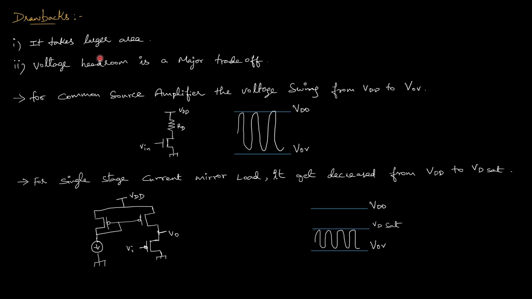The second and more important drawback is the voltage headroom. Let's understand this using an amplifier. So for a common source amplifier, ideally we want the output to swing from nearly VDD down to the transistor's overdrive region. With a simple current mirror load, the minimum output voltage is approximated to VDS,sat. Here from this graph we can infer that we already lost the values from VDD to VDS,sat.